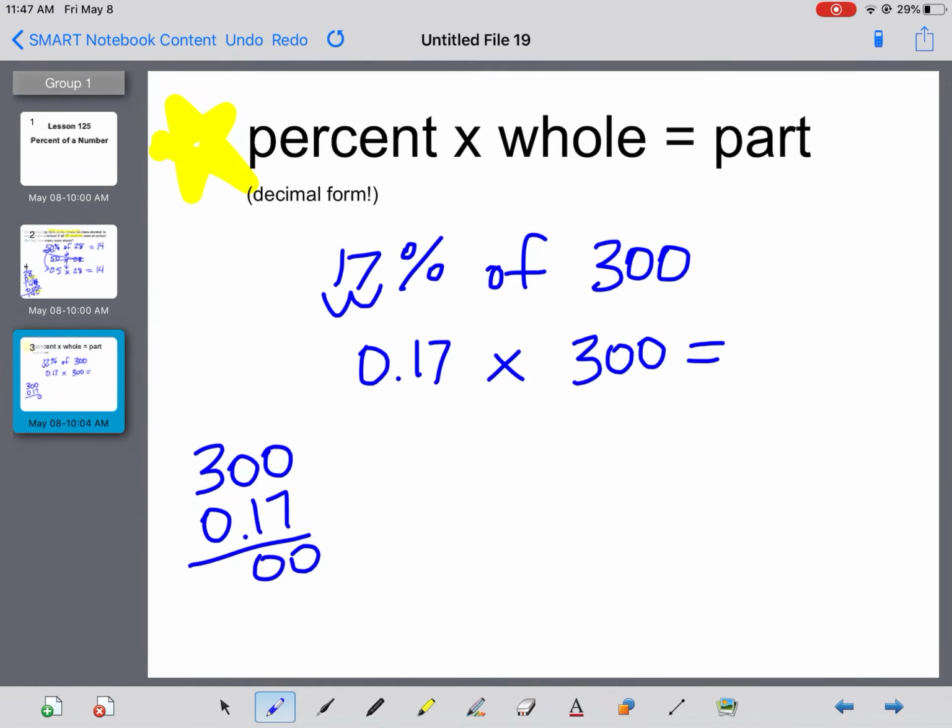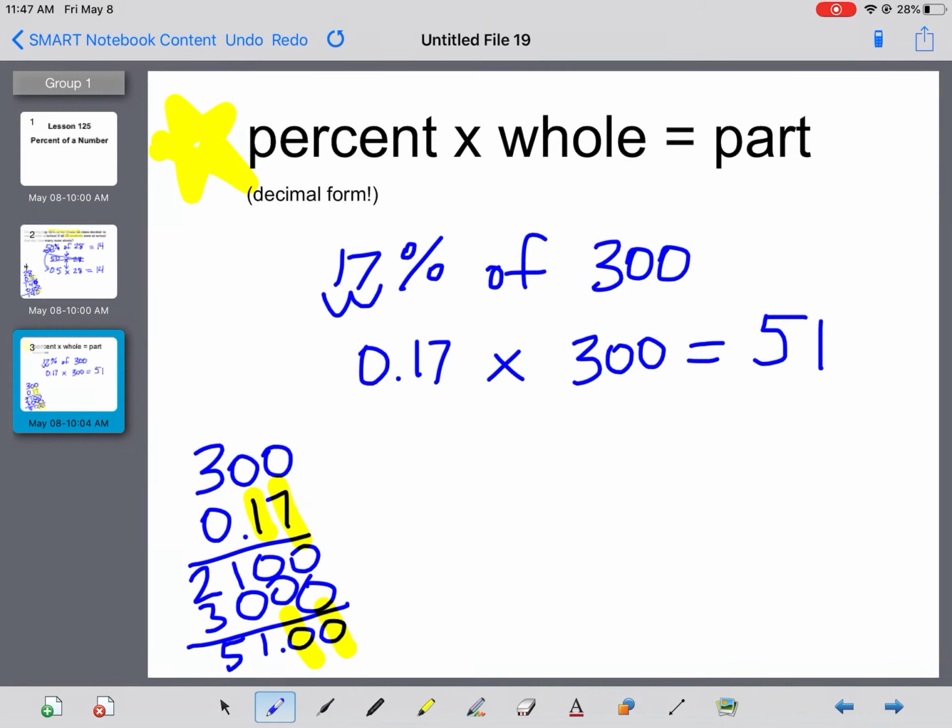So 7 times 0, 0, 0, 21. Don't forget your placeholder. 1 times 0, we get 0 again twice. And then 1 times 3 is 3. Oops, I'm running out of space. And because we have two numbers behind a decimal place, we need two numbers behind our decimal. So our answer becomes 51.